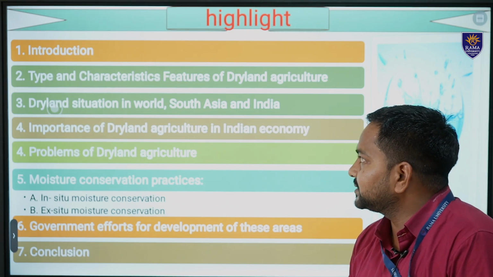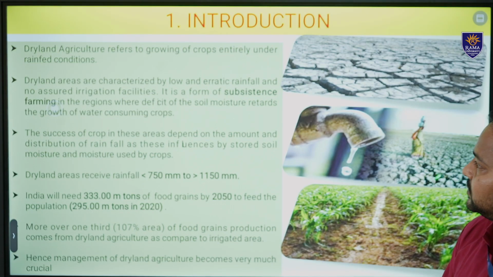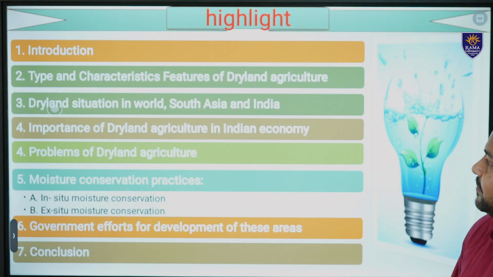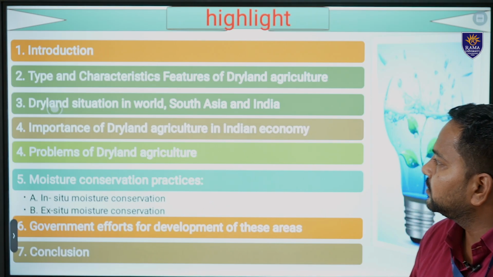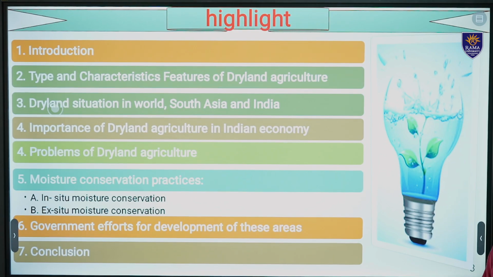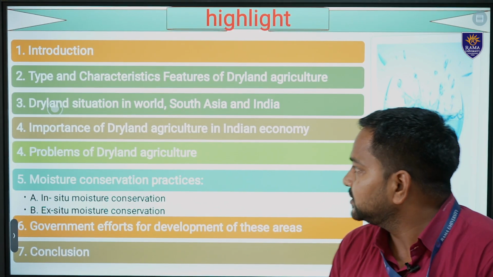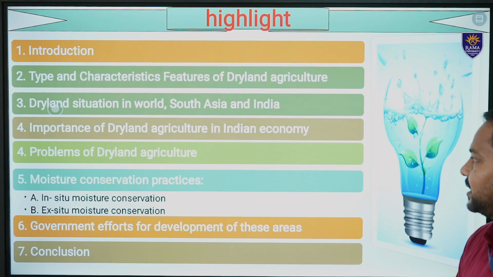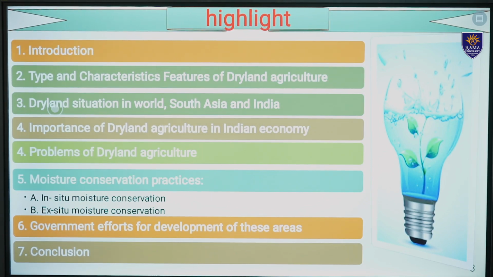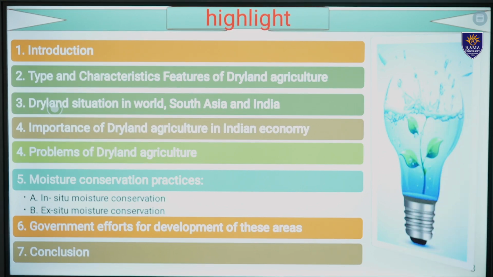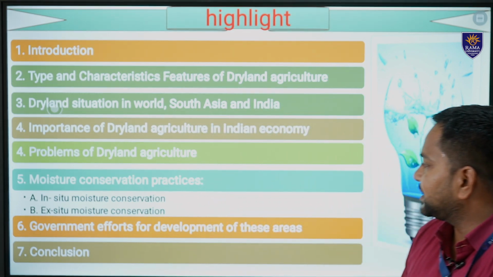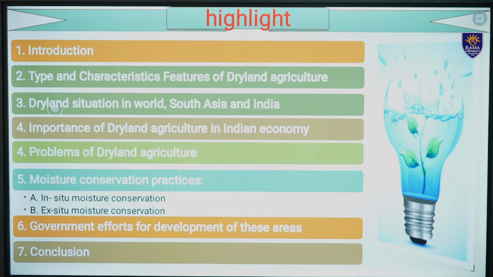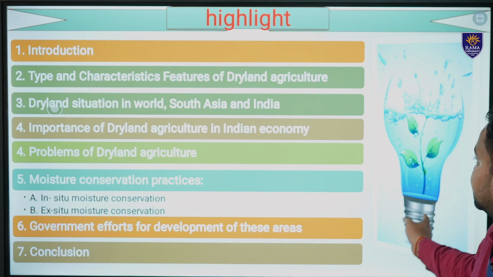This is the highlight of the topics. First, introduction; types and characteristic features of dryland agriculture; and the dryland situation in the world, South Asia and India. What is the situation of the drylands in the world, Asia and India? Then the importance of dryland agriculture in the Indian economy, problems of dryland agriculture, and how moisture is conserved by in situ and ex situ methods. Second, what government support exists for the development of these areas, and last is the conclusion.